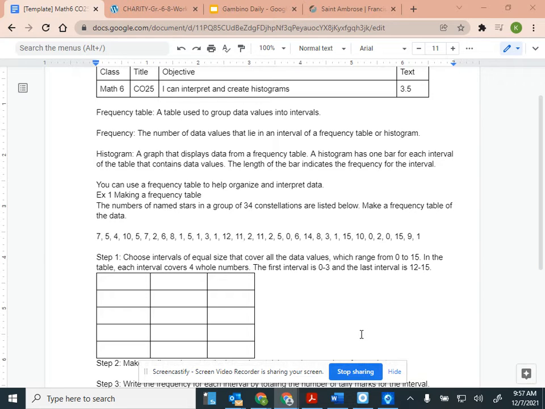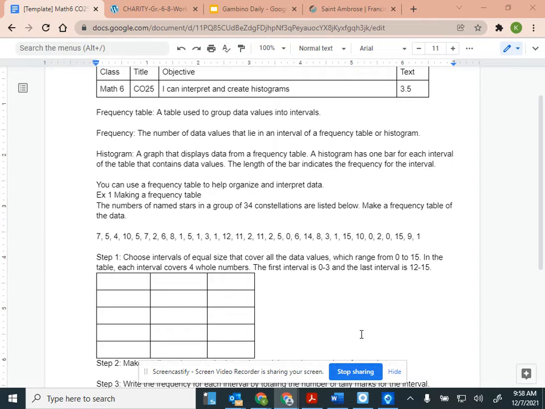Good morning. Today we are working on objective CO25. I can interpret and create histograms. So we're continuing to work with those data sets and figuring out how to put them into that histogram.